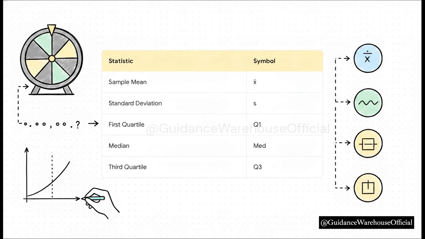But just staring at a massive list of 50 decimals, not super helpful. So, the very first step in any statistical lab is collecting that data and calculating 5 crucial summary statistics. We absolutely need the sample mean, the standard deviation, the first quartile, the median, and the third quartile. Think of these 5 numbers as our foundation. They essentially tell the numerical story of what our spinner actually rolled.